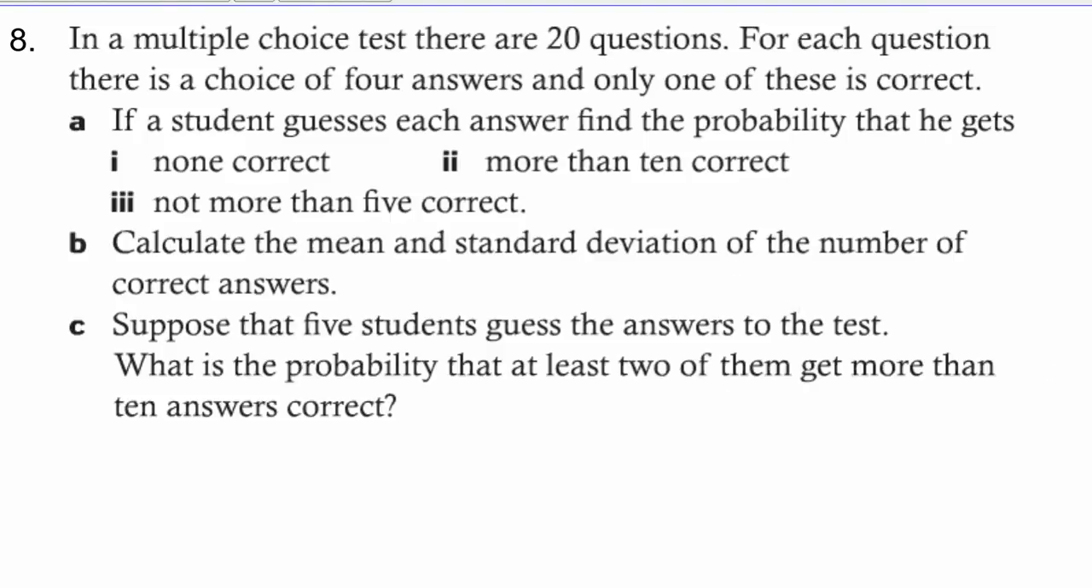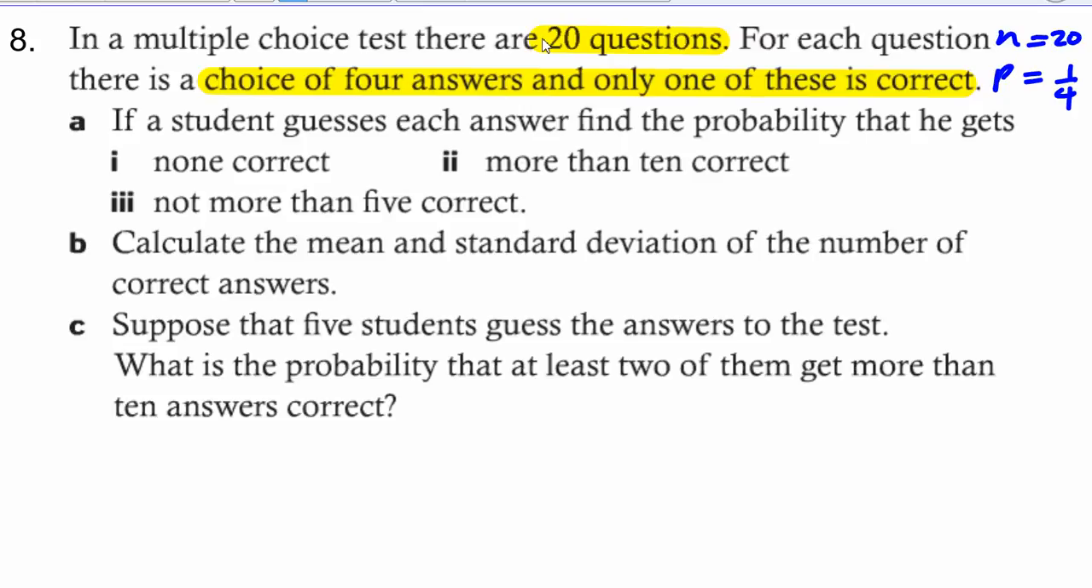Okay, number 8. In a multiple choice test, there are 20 questions. For each question, there is a choice of 4 answers, and only one of these is correct. So, from that statement alone, we can write down the parameters of this distribution. So, n is equal to 20, and p is equal to a quarter, because if there are 4 answers and only one of them is correct, the probability of getting a correct answer is a quarter.